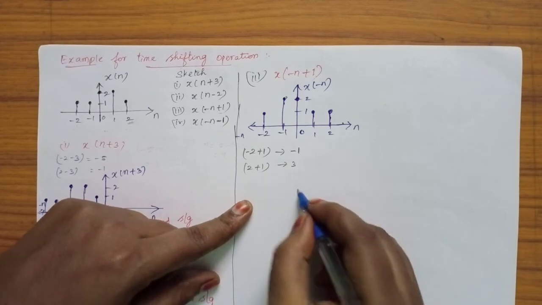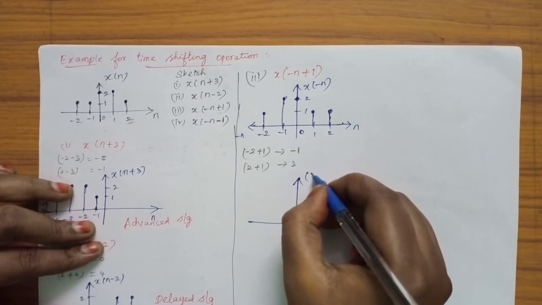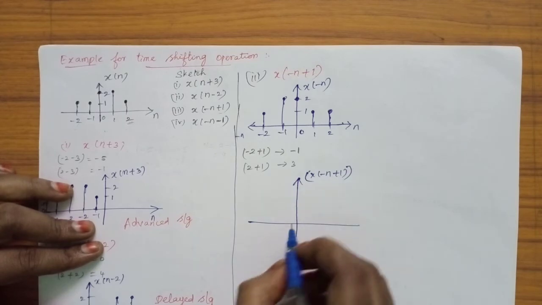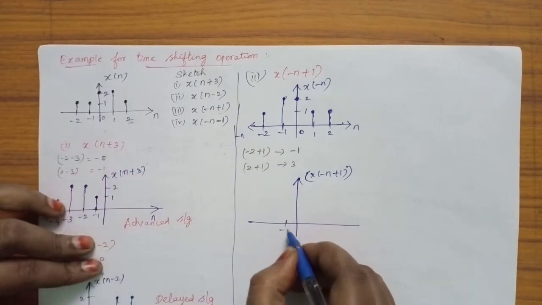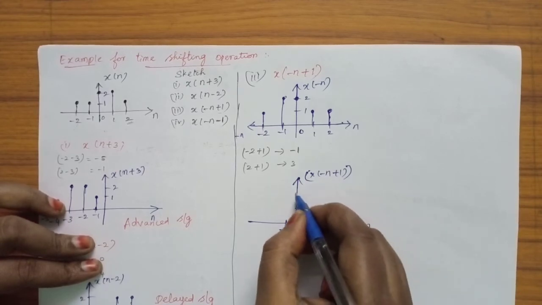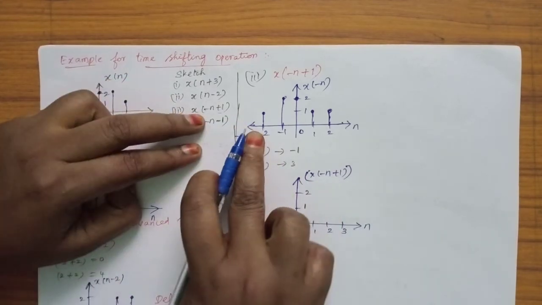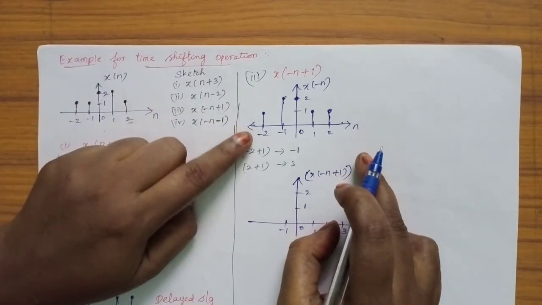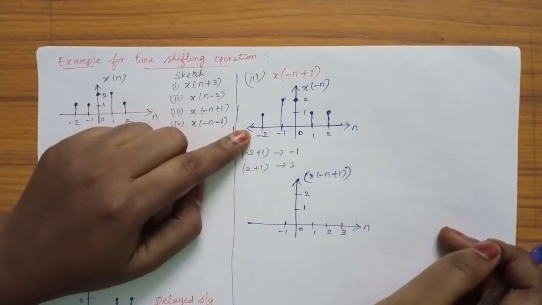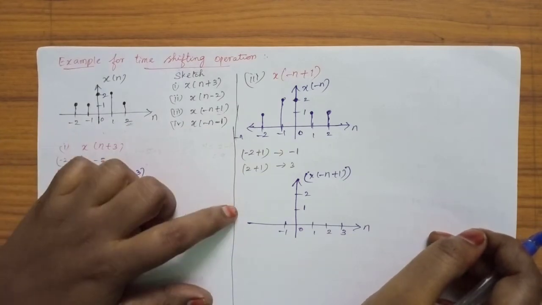Okay, so we will get x of minus n plus 1, where the new limits are minus 1, 0, 1, 2, 3. So the amplitudes are the same, we are just going to shift. Now we have to refer to x of minus n. Students mostly make mistakes here, that is, they draw x of minus n, but while shifting they consider x of n. Okay, so here we have to be careful.